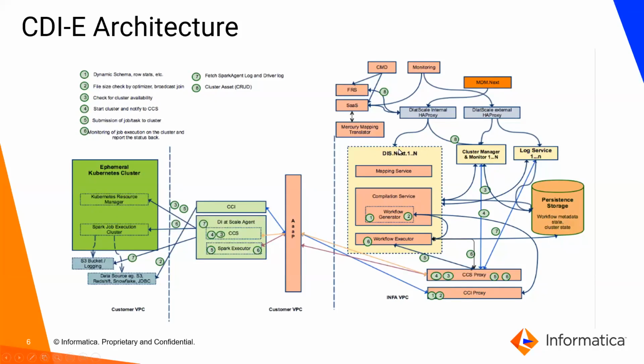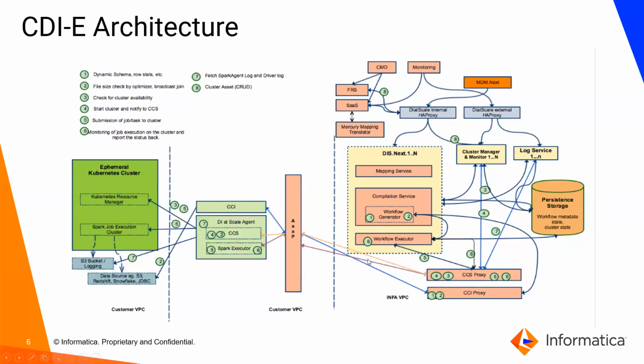Once the job is submitted, DIS Next will do the basic compilation and optimization to get the source metadata information. DIS Next will communicate with the CCI proxy. CCI stands for Common Connector Interface, and it will connect to the CCI microservice present on the agent machine. With the help of this service, it will fetch the source metadata information, like if it is S3 or JDBC, it will get all the metadata information. Once the metadata is received by DIS Next, it will do the compilation and the job will be submitted to the CCS proxy.